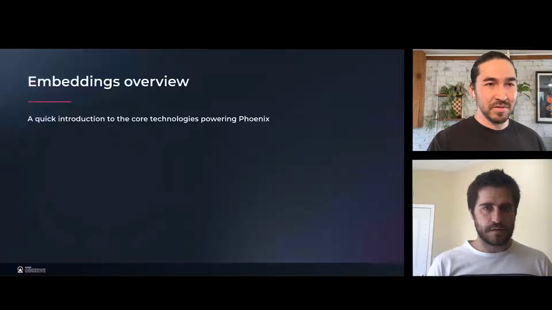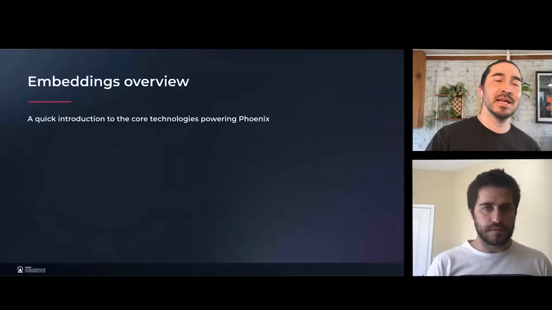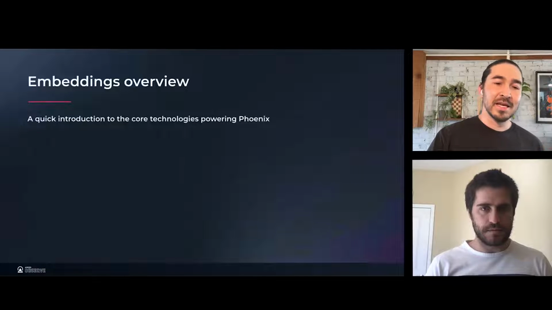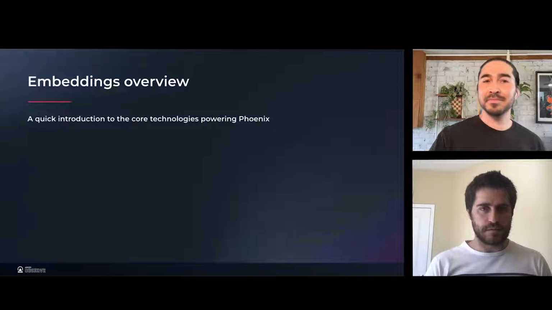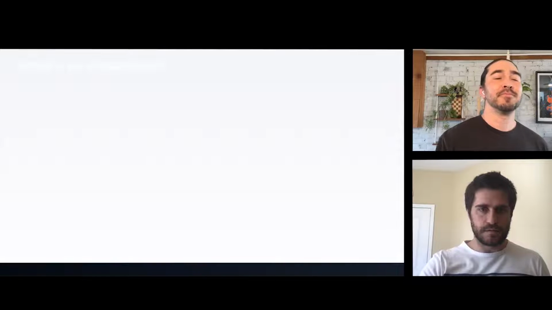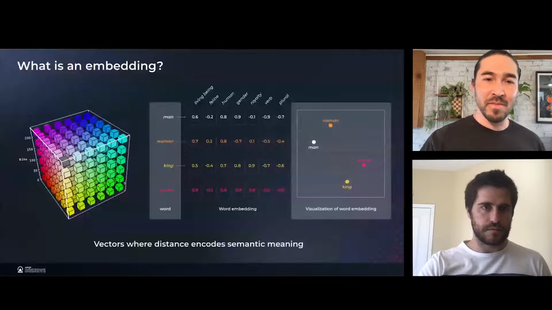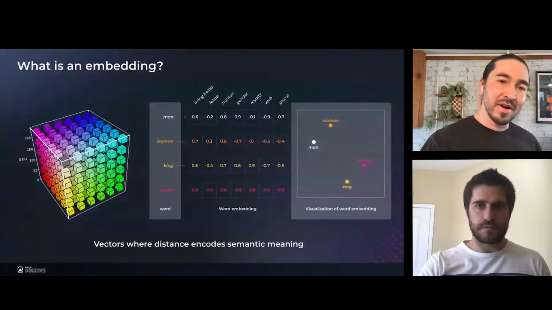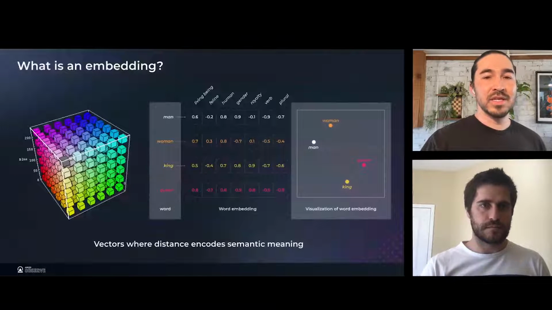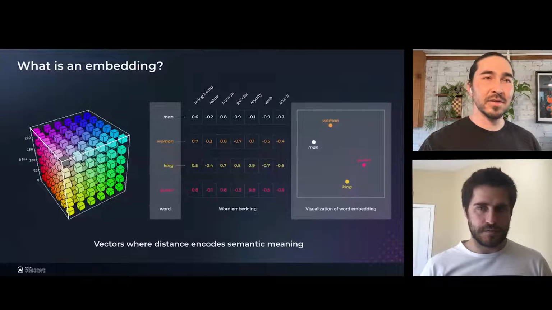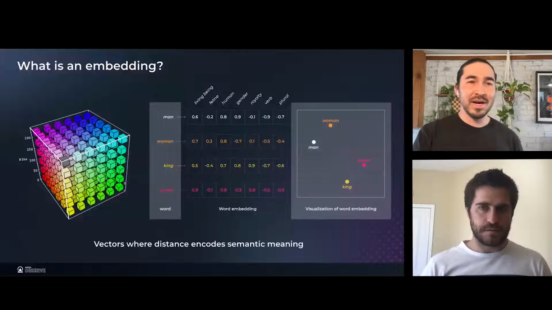But before we go into the real details of Phoenix, let's go into embeddings so that we all are on the same page. So what are embeddings? Embeddings are a series of floats in the form of vectors. However, they're a very specific type of vector where the distance between the vectors encodes a semantic meaning. So what do I mean by this?